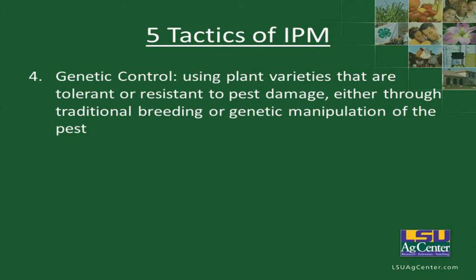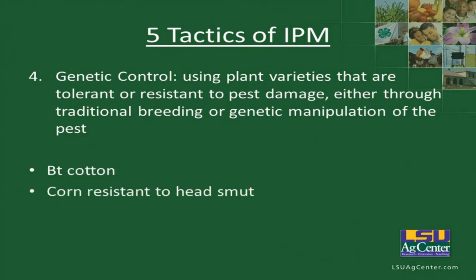Genetic control, using plant varieties that tolerate or are resistant to the pest through traditional breeding or genetic modification, or direct genetic manipulation of the pest. From this, what we see is that we have a very good example would be BT crops. We also have corn resistant to head smut. And we have something called the sterile male technique, which was used.